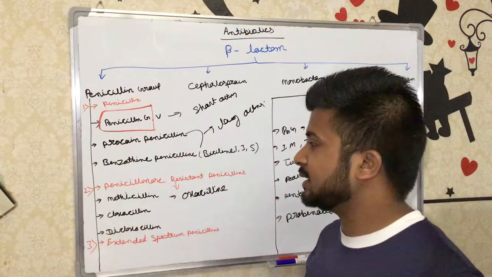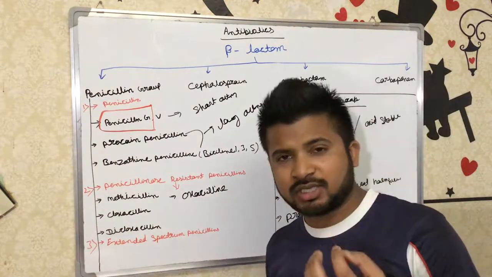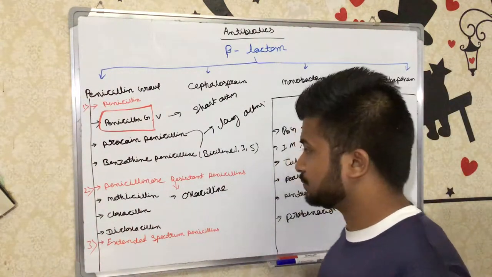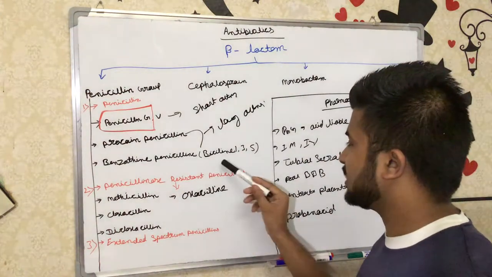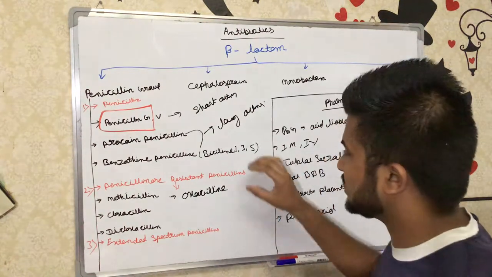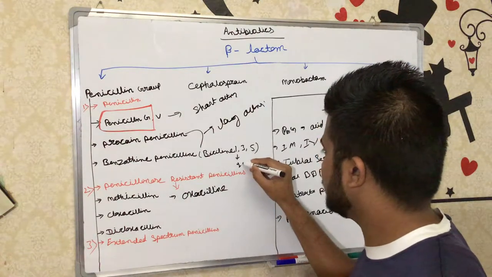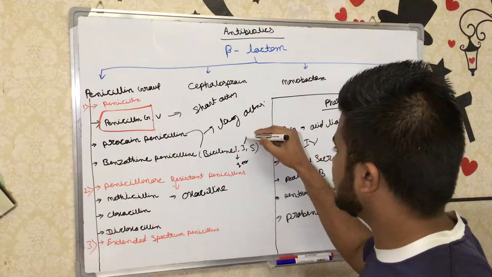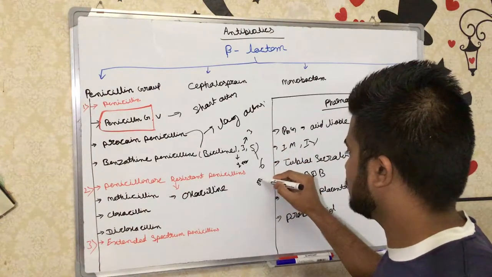Then benzathine penicillin is the same as penicillin, just with a slight structural change, because it's long acting. That is Bicillin 1, 3, and 5. What is Bicillin 1, Bicillin 3, and Bicillin 5? They are all the same, just the concentration is different. Bicillin 1 is for 1 month, 3 is for 3 months, easy to remember, and 5 is for 6 months.